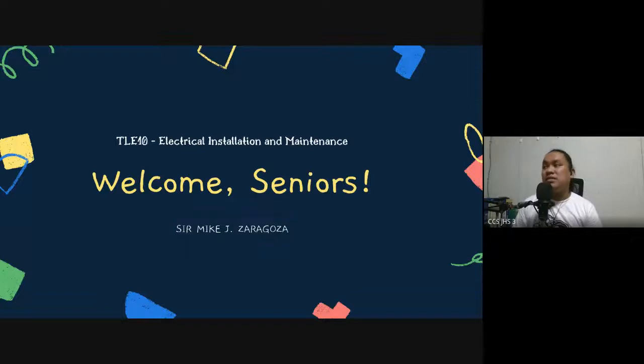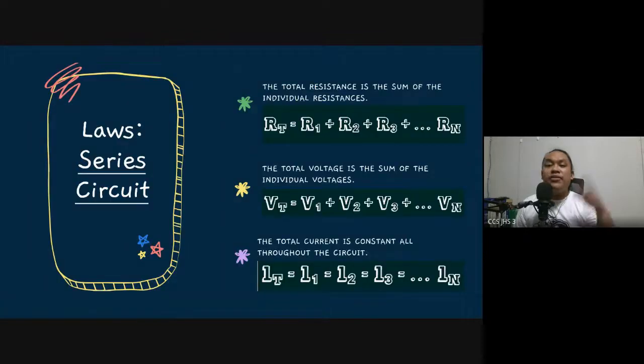Problems involving series circuits. In order for us to solve problems involving series circuits, we have to familiarize ourselves with the following conditions, or formulas. We are still going to use the formulas from Ohm's law. If you can remember the pyramid of Ohm's law, to quickly remember the formulas for current, resistance, and voltage.